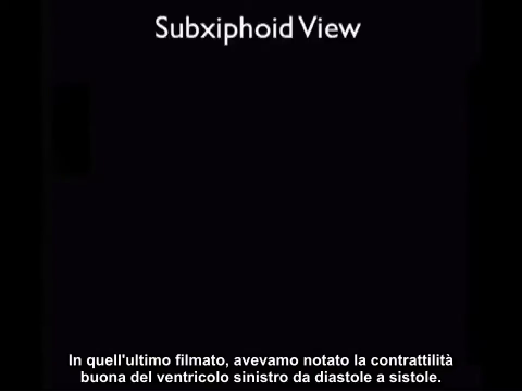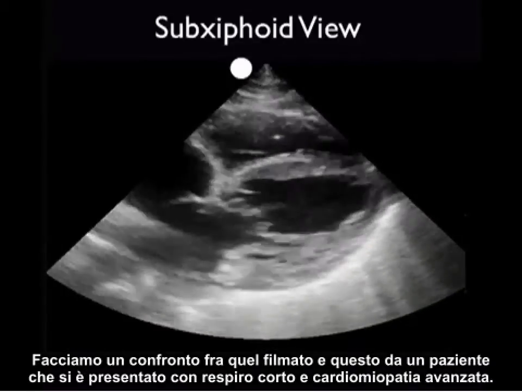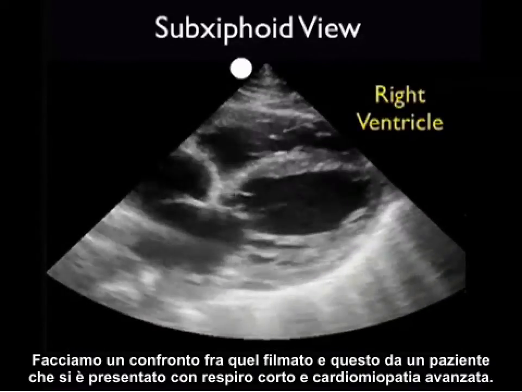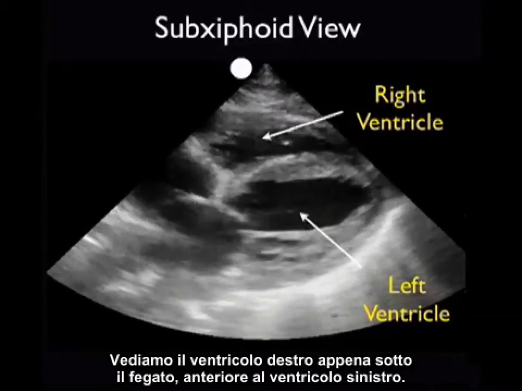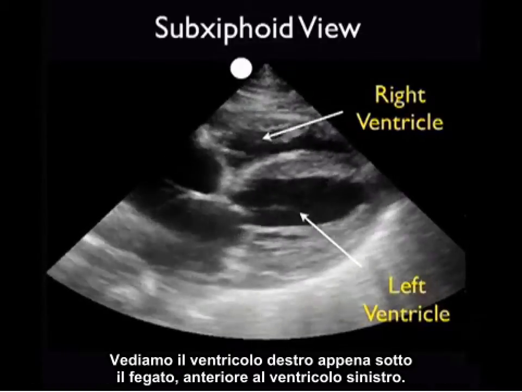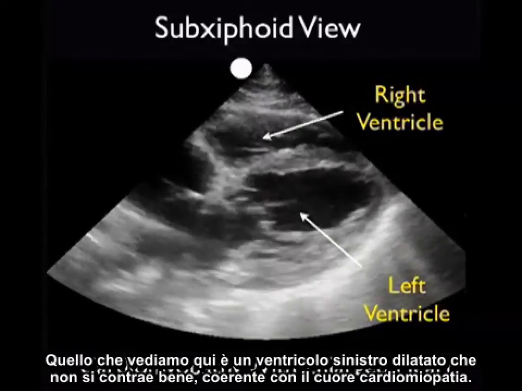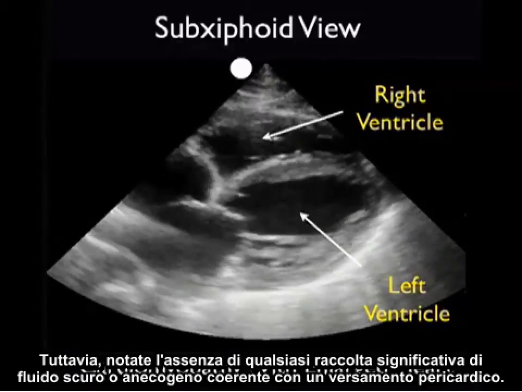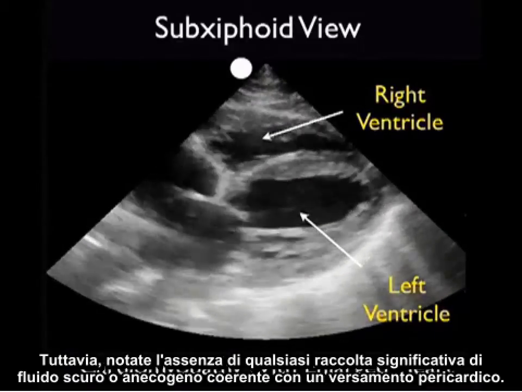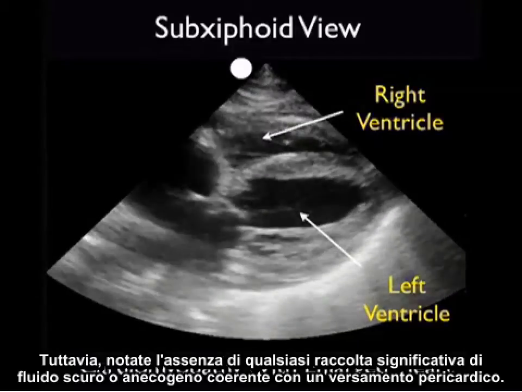In that last video clip, we noted good contractility of the left ventricle from diastole to systole. Let's contrast that clip to this one from a patient who presented with shortness of breath and advanced cardiomyopathy. We see the right ventricle just below the liver, anterior to the left ventricle. And what we see here is a poorly contracting and dilated left ventricle, consistent with a cardiomyopathy heart. However, note the absence of any significant dark or anechoic fluid collections consistent with a pericardial effusion.